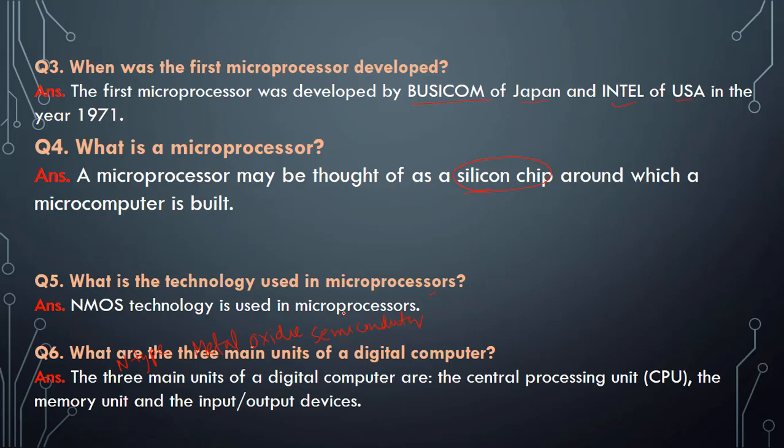The next one, what are the three main units of a digital computer? The three main units of a digital computer are the central processing unit or CPU, the memory unit, that is the RAM, and the last one is the input-output devices. This is based on the von Neumann model.